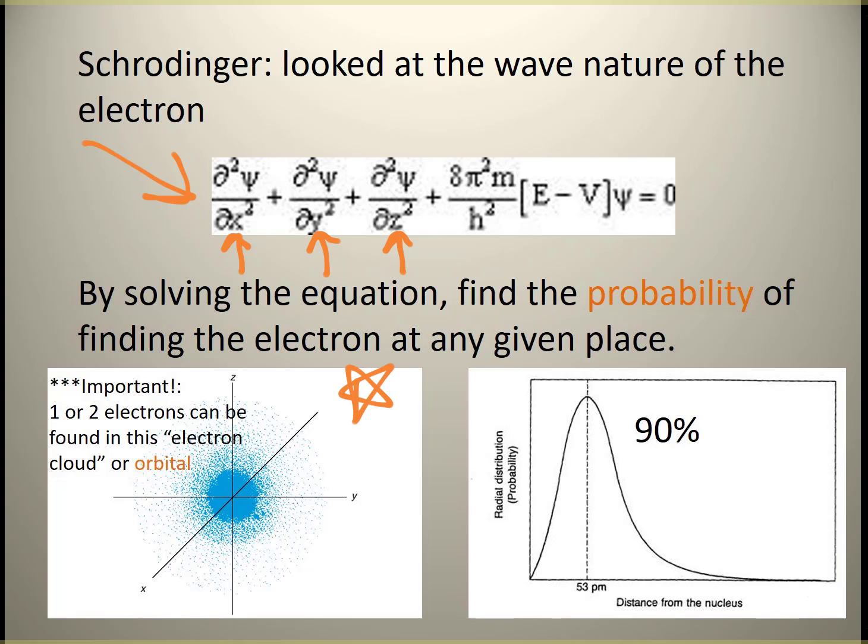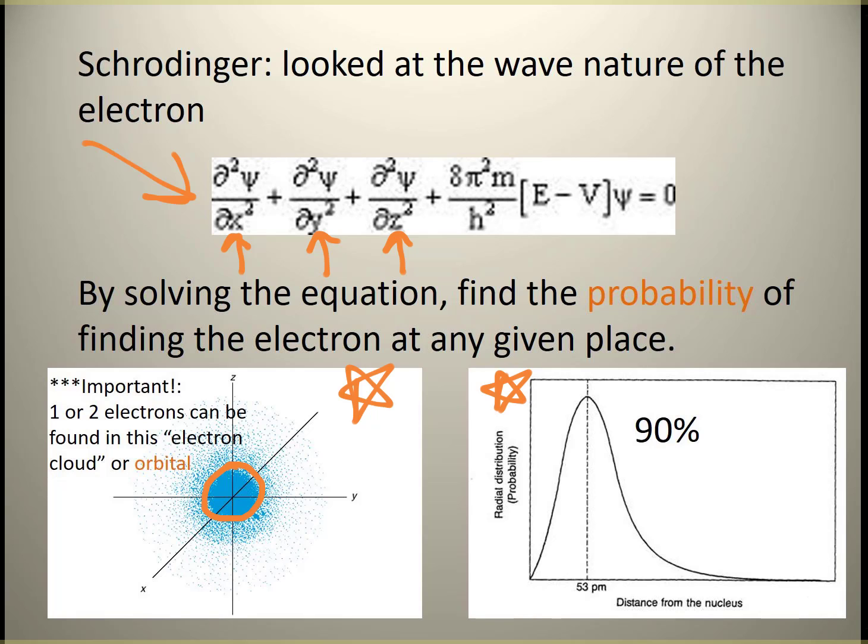So this is a 3D model of the electron probability cloud of hydrogen or helium. Hydrogen only has one electron, so you can see that at this distance right here, this energy level, that's the highest probability of where you would find that electron for hydrogen. You can graph it like this. So there's a 90% probability of finding it at 53 picometers away from the nucleus.